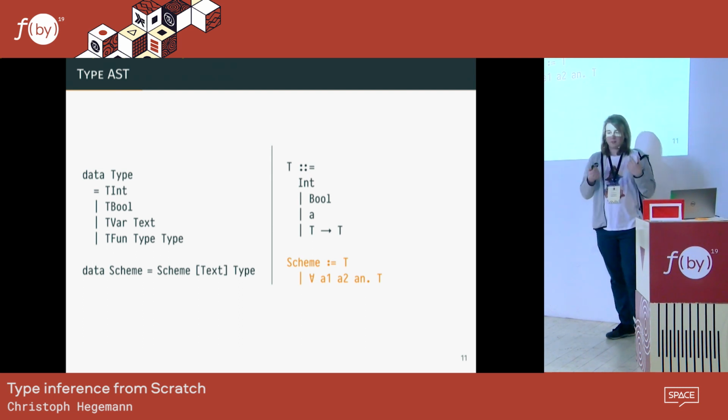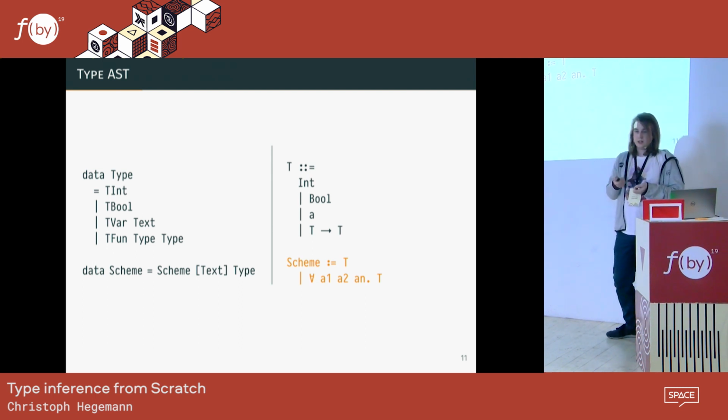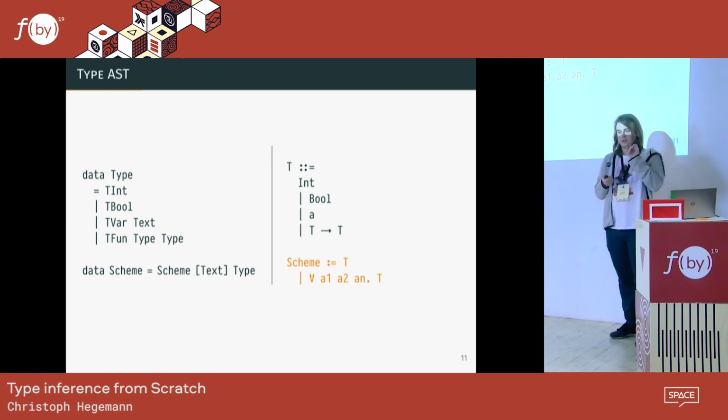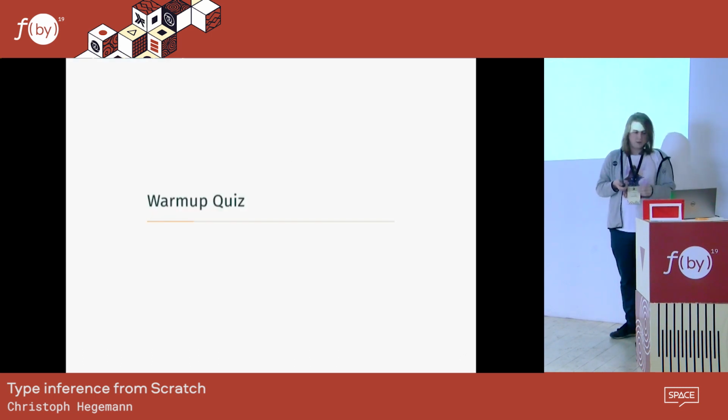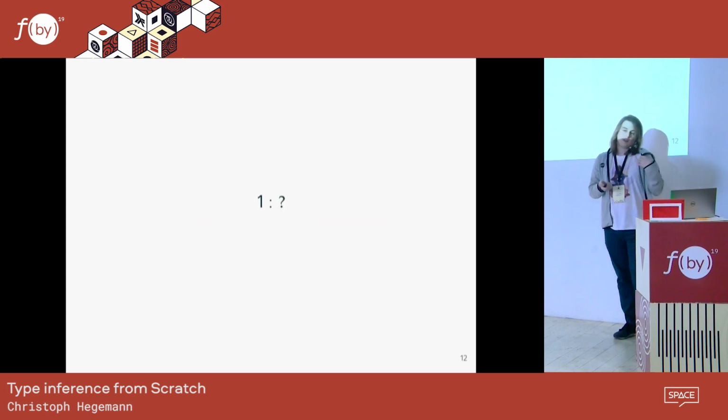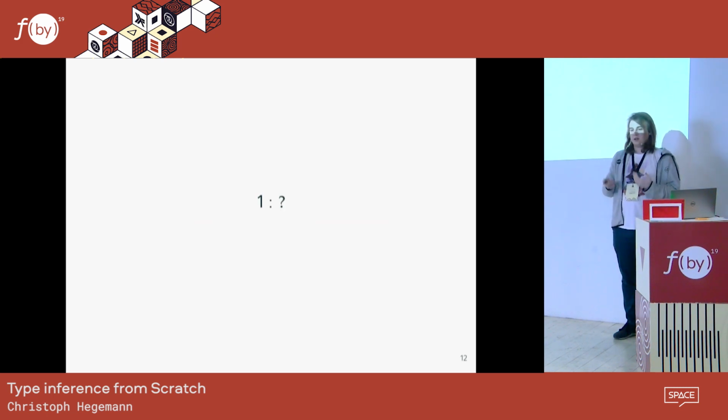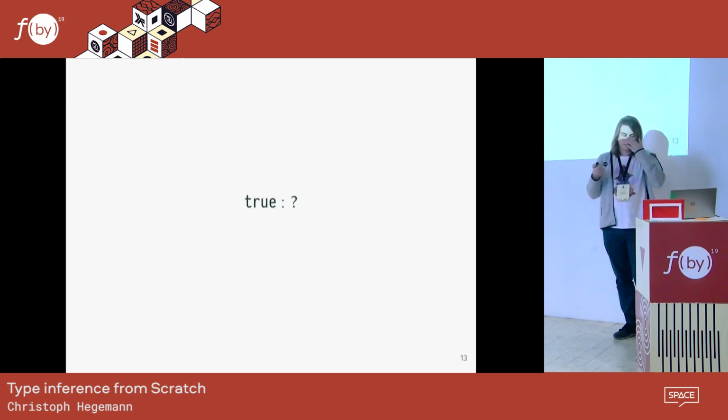So now that we have expressions and types, we can look into type inference, which is the process of determining the type for an expression. And we can do this by ourselves for now, to get an intuition. So if I give you the expression 1, that has type int. If I give you the expression true, that has type bool.